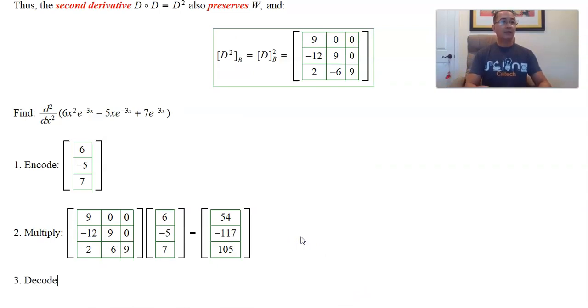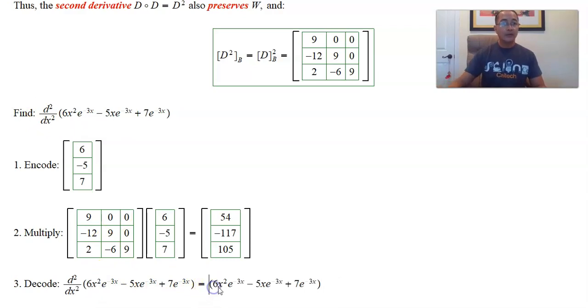So as our final step, decode. These are the coefficients for the three functions, and so we can now answer our question. The correct coefficients are 54, negative 117, and plus 105. Okay, that's the second derivative, right?